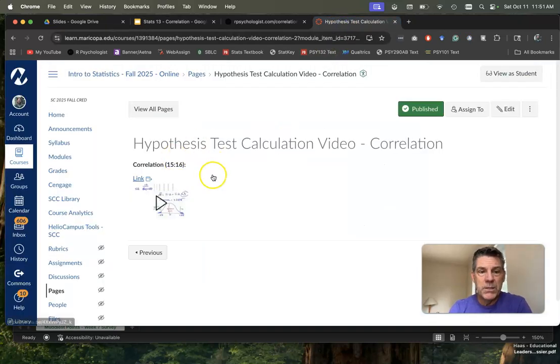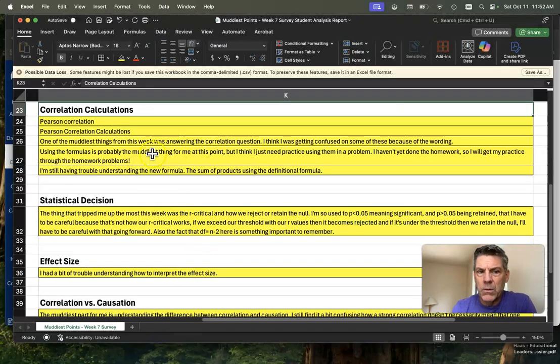The other thing that I want to suggest is that on Canvas, there's the hypothesis test calculation video for correlation. There's always one hypothesis test calculation video for all of the test statistics. Watch the one on the correlation. Again, it will walk you through using the computational formula and the steps. And then the solutions in WebAssign should be super helpful as well. So that's where I point you regarding the correlation calculations.